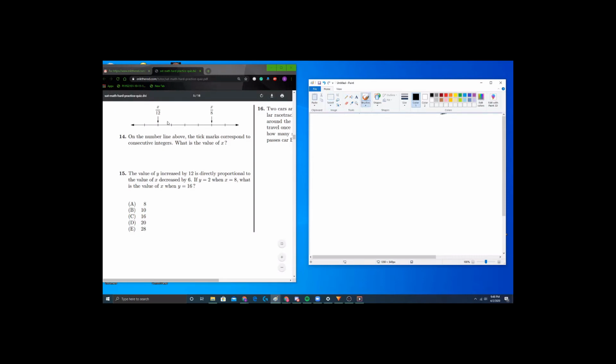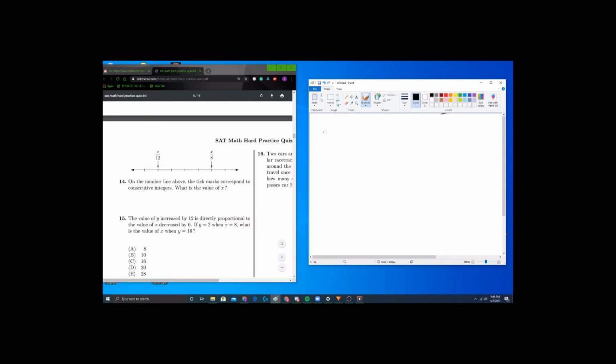So we could easily rewrite this. On a number line, if you're on the right side, it means you're greater than whatever is on the left side, right? So we could write that this number, x over 8, is equal to, remember they have to have a difference of 1 because they're consecutive, 1 greater than x over 12, or 1 plus x over 12.